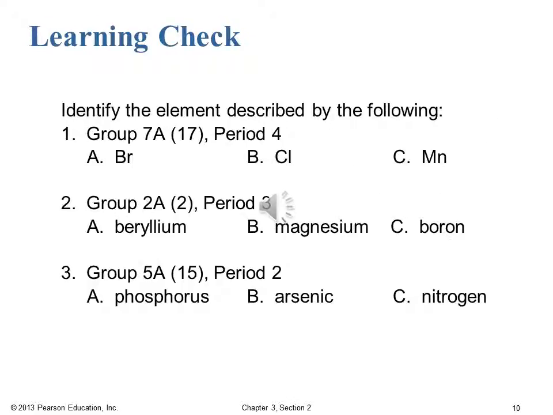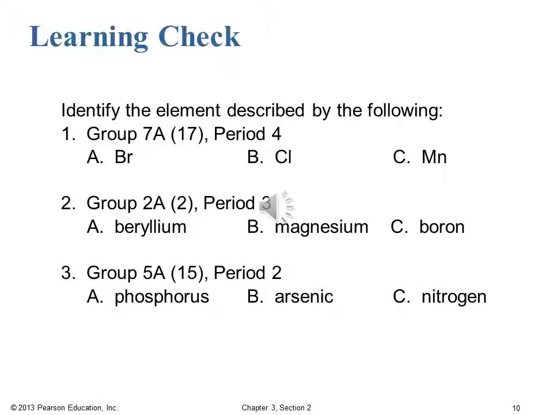Okay, so we've come to that point where we should probably check in and see how you're doing. So here's our first learning check for this subtopic. The goal here is to identify the element described by the following information. For number 1, we're looking for an element in group 7A or 17 that appears in period 4.